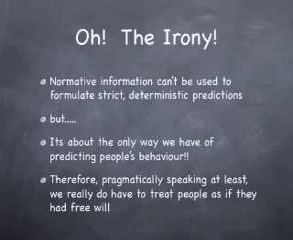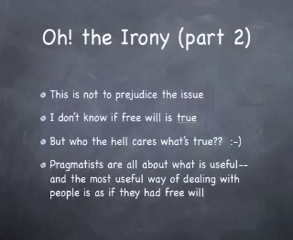Oh, the irony, right? Normative information just can't be used to formulate strict deterministic laws. I'll say it once again. If you know the speed limit sign, there's no way you can formulate a strict deterministic law which will predict how fast the cars are going on that road. But it's about the only way we have of predicting people's behavior. And it's definitely the best way. Okay, so therefore, pragmatically speaking at least, we really do have to treat people as if they had free will.